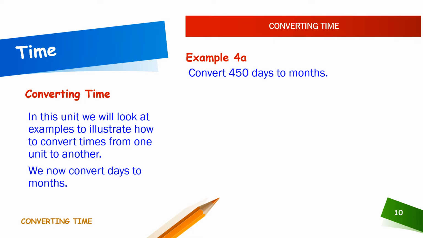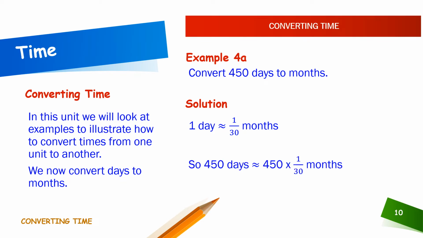Now convert days to months. Let's convert 450 days to months. Pause the video and have a go. Press play when you're ready to view the solutions. So let's solve this. 1 day is approximately equal to 1 over 30 months. Therefore, 450 days is approximately equal to 450 times 1 over 30 months, which equals 15 months.